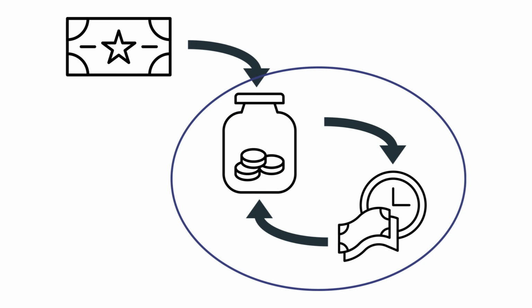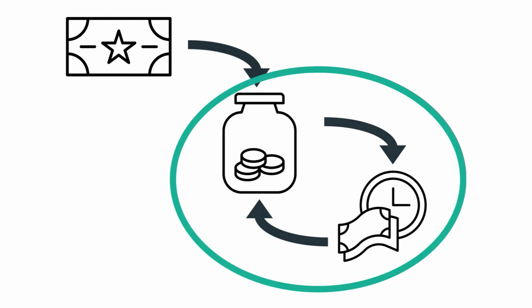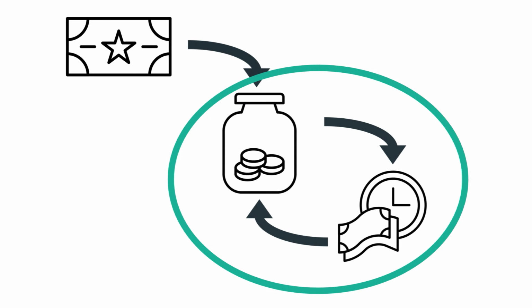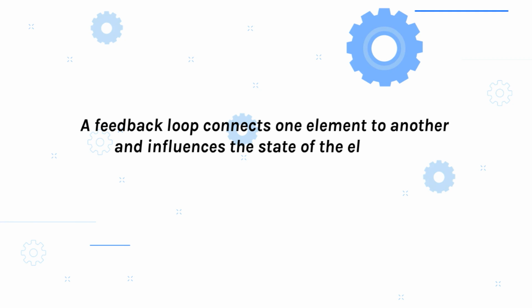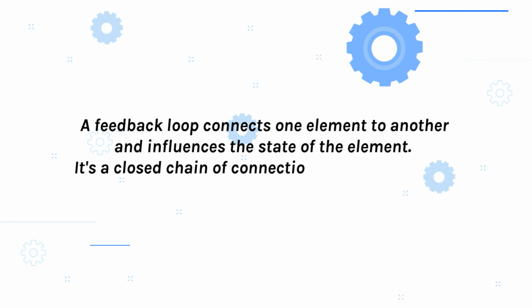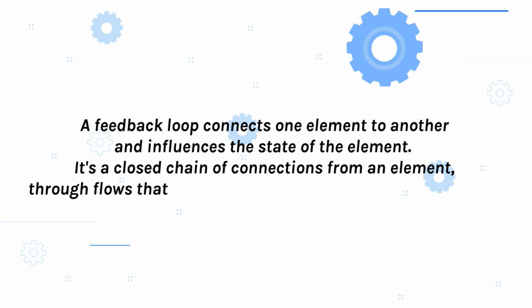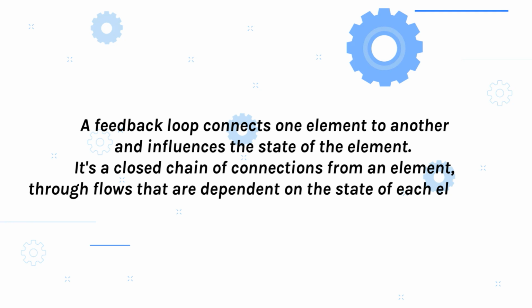Now, let's pause and look at the model you created. You see this part that looks like a loop? There's an arrow going from one element to another, back to that first element. This is called a feedback loop. A feedback loop connects one element to another and influences the state of the element. It's a closed chain of connections from an element through flows that are dependent on the state of each element. Now, I know that was really wordy, so let's apply it to our example.